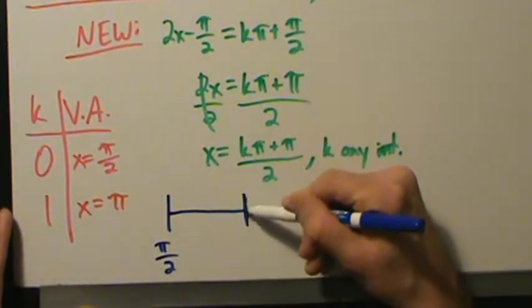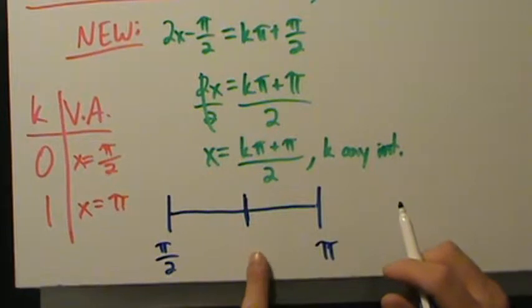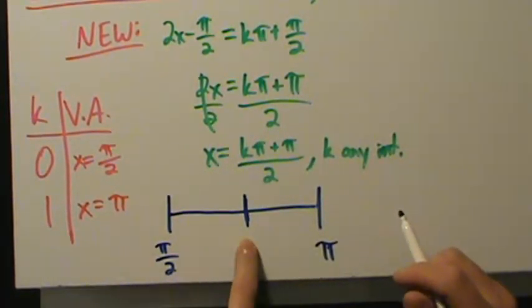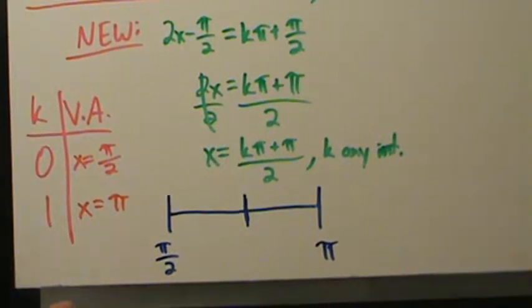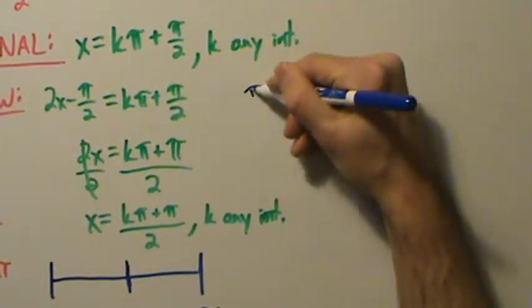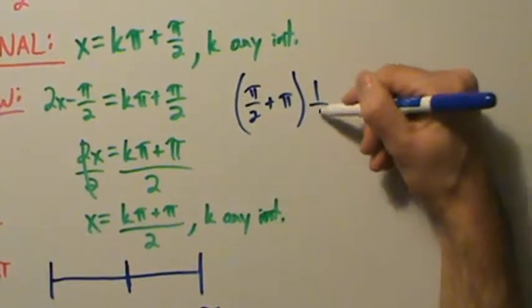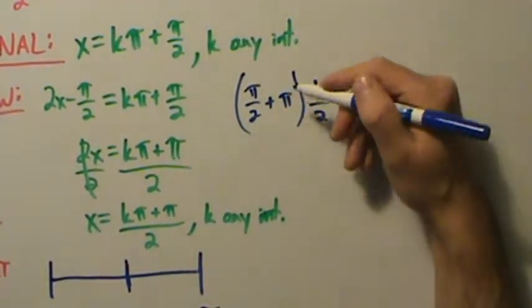Divide this little interval in half, and then we have to figure out what goes here. Well, this is pi over 2, this is pi. We want to know what's exactly halfway in between them. Well, we just add these 2 up and divide by 2. So pi over 2 plus pi, divide that by 2, it's the same thing as multiplying by a half. So we just have to figure out what this is.